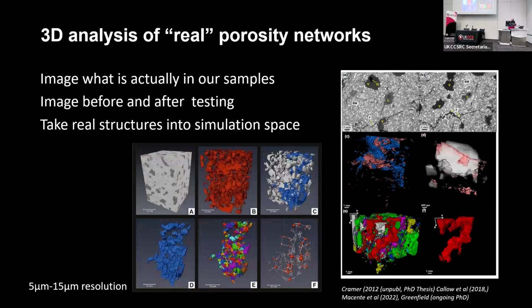So in terms of how we use this for CCS, we use our 3D data to get an image of what's actually in our samples. We can do before and after imaging, which we've already seen a little bit of today. We can do imaging during the experiments as well. But we can start to take that real data into the simulation space, and we've been playing around with this at Strathclyde and with collaborators for a while, looking at basalts and thinking about carb fix and CCS trapping from that perspective.